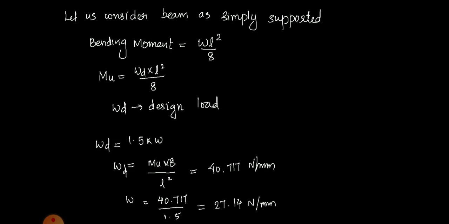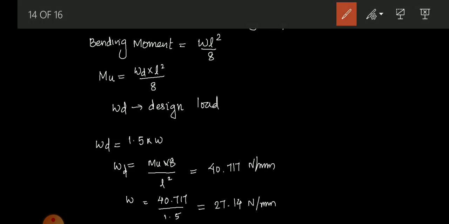For that we will be considering that beam as a simply supported beam, therefore bending moment is given by WL square by 8, where we substitute the value of the ultimate moment, then we will get the load as the design load. For a simply supported beam, the maximum bending moment at the center is given by the equation WL square by 8. Substituting, the W we get is the design load. From that design load, to find the working load, we have to divide that by the factor of safety. So first find Wd, then find W.